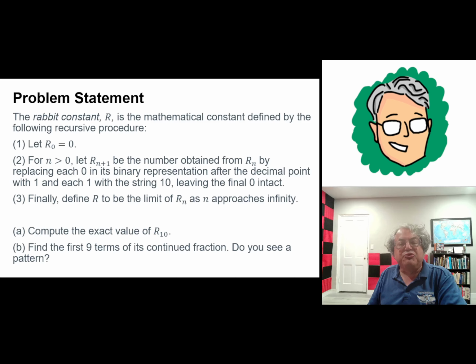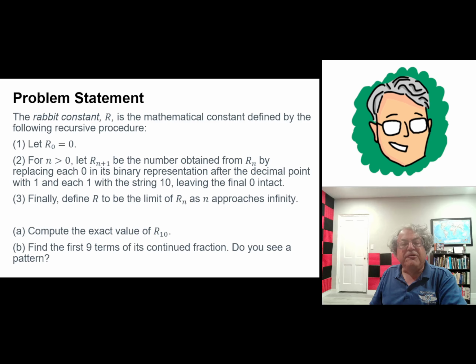The rabbit constant, which is usually denoted by the letter capital R, is the mathematical constant defined by the following recursive procedure. So for step 1, we let R0 equal 0. And then for step 2, we do an iterative process. We say for n greater than or equal to 0, we let R sub n plus 1 be the number obtained from R sub n by replacing each 0 in its binary representation after the decimal point with a 1, and each 1 with the string 1, 0, leaving the final 0 intact.